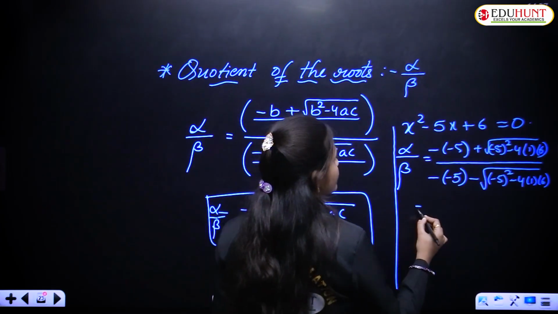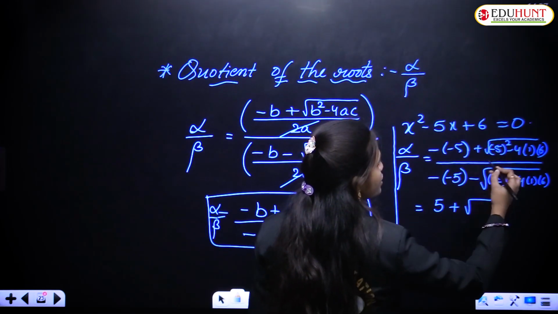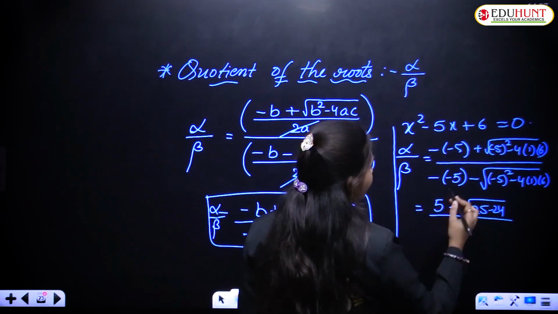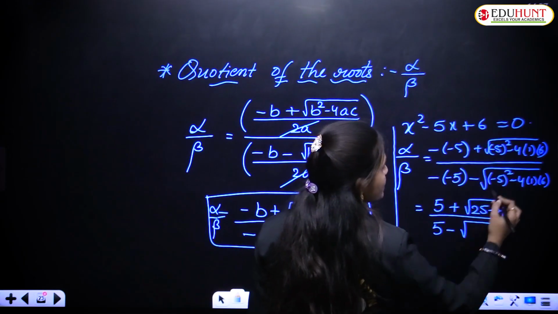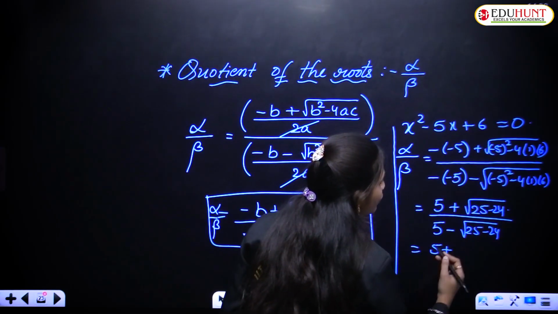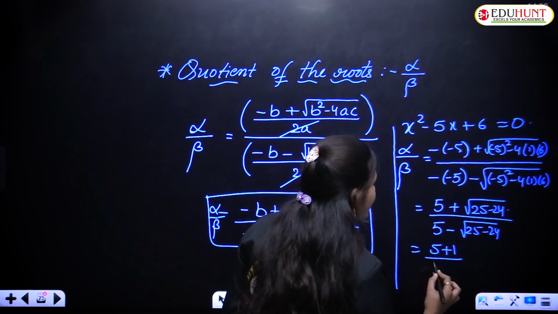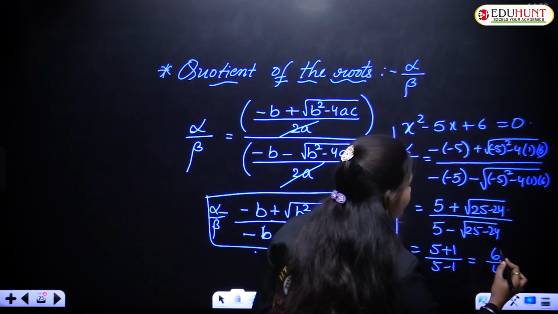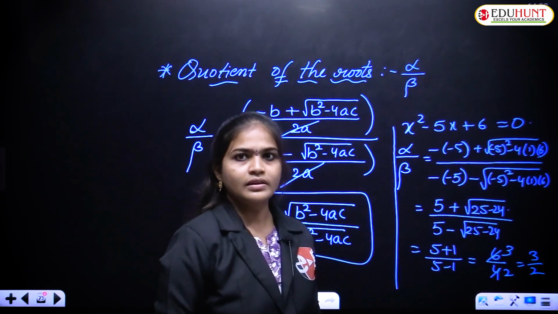Okay. So simplify this. Minus into minus is plus 5 plus square root of 5 square is 25 minus 24, whole by, here minus into minus is plus 5 minus square root of, here minus 5 whole square again 25 minus 24. So which is equals to 5 plus square root of 25 minus 24 is 1. So 5 plus 1 by 5 minus 1, which is equals to 6 by, here 5 minus 1 is 4. So 2 3s and 2 2s, which is equals to 3 by 2. 3 by 2 only, no?